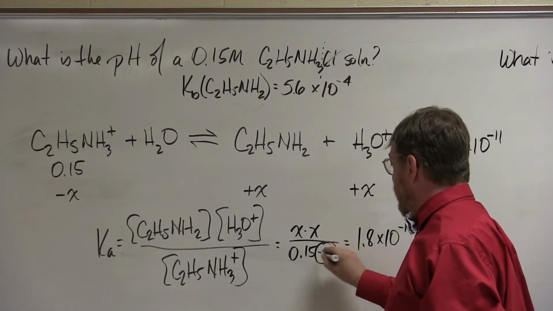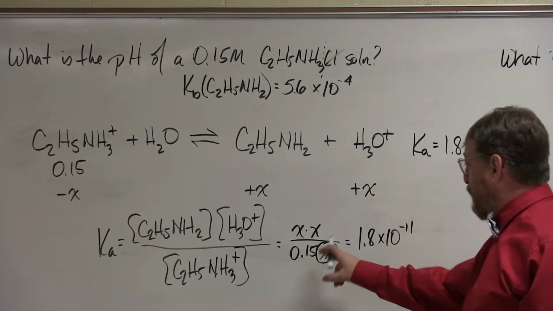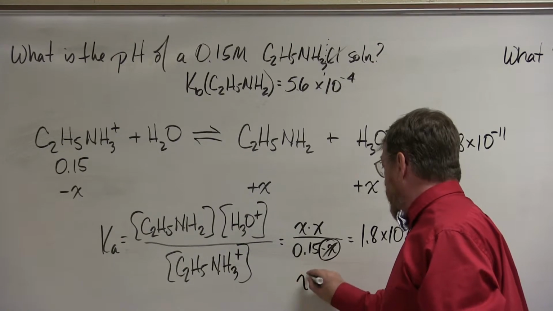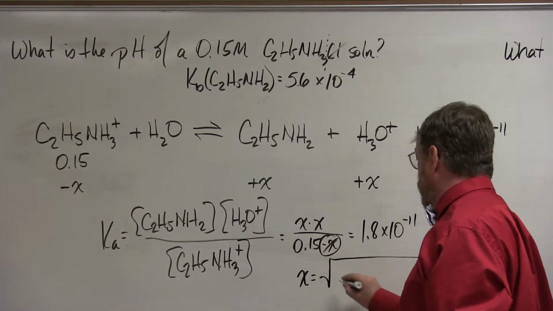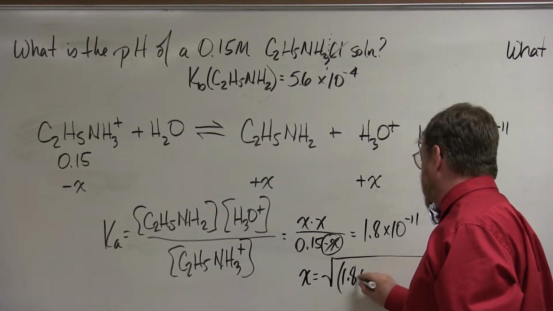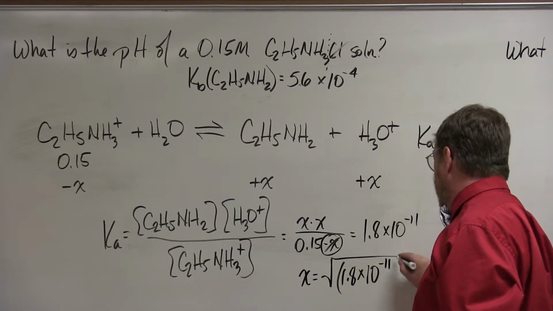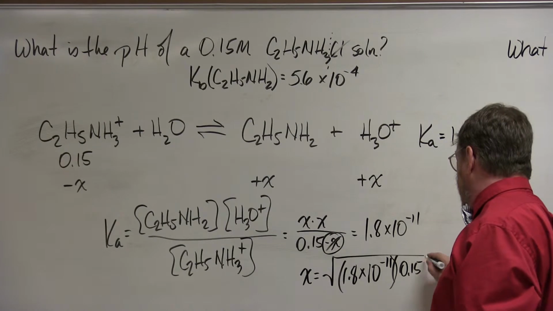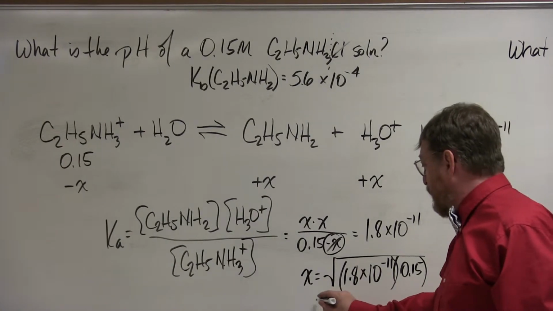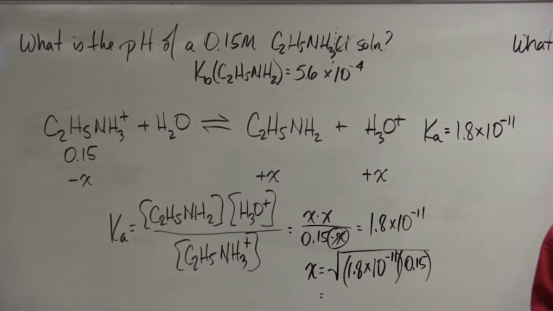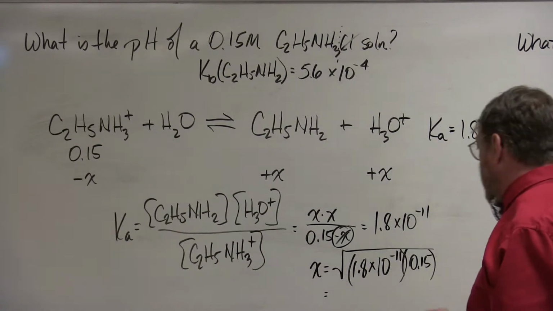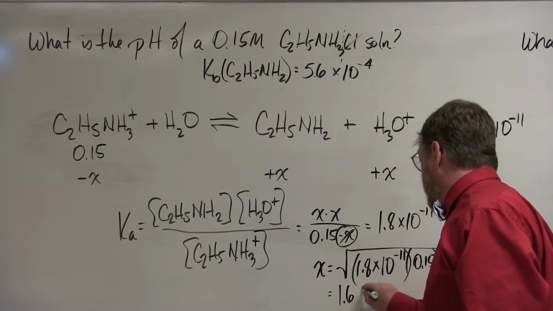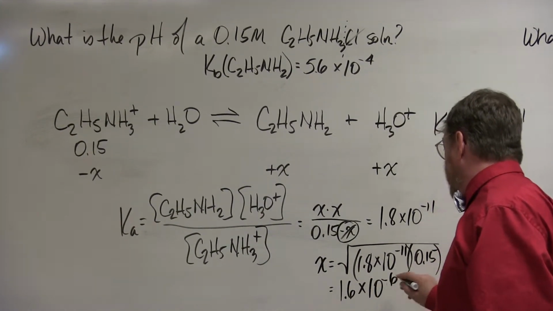We go through and assume this is negligible. Multiply 0.15 over and take the square root. So x equals the square root of 1.8 times 10 to the minus 11, sorry, times 0.15. Take that square root and I'm going to get 1.6 times 10 to the minus 6. That's a very small value.